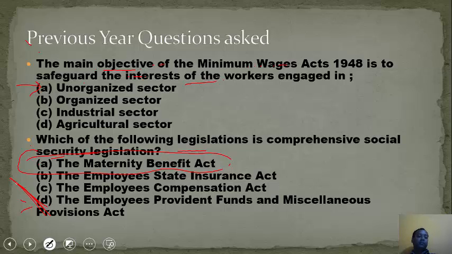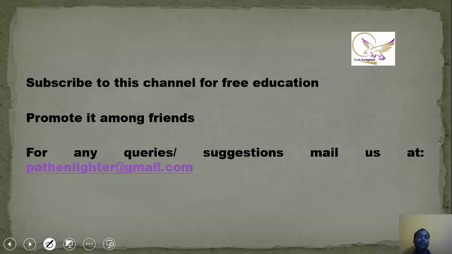So, if you don't know the answer and if you can eliminate one or two options, then also you can attempt the question. This is all it.